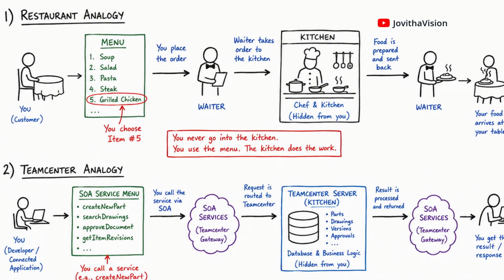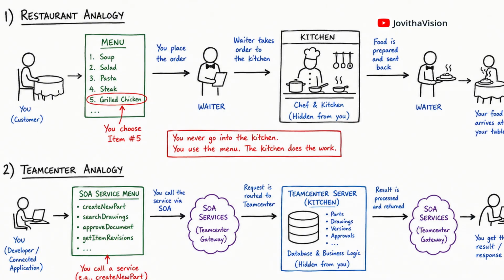Let's start from the very beginning. Think about a restaurant. The kitchen is in the back. The food, the recipes, the chef, all of that is hidden from you. You, the customer, sit at the table in front. You don't walk into the kitchen and cook your own food. Instead, you use a menu. You pick item number 5, grilled chicken. The waiter takes your order to the kitchen. The kitchen prepares it. The waiter brings it back to your table.